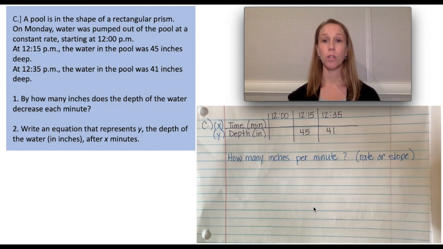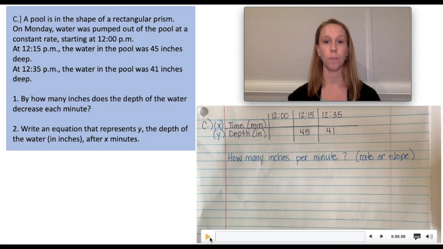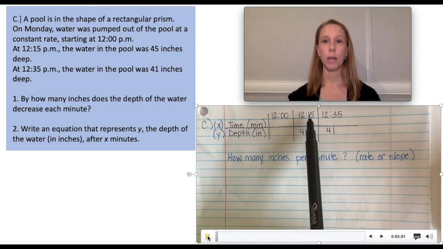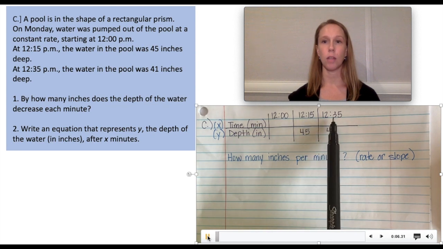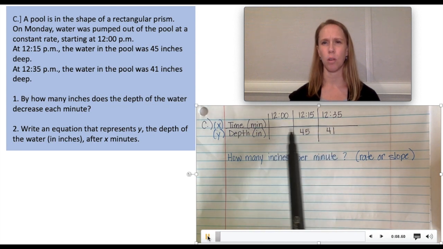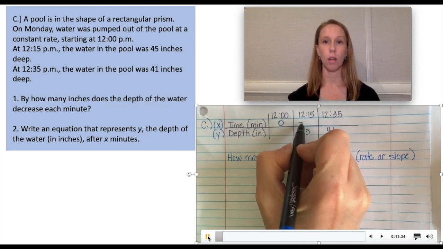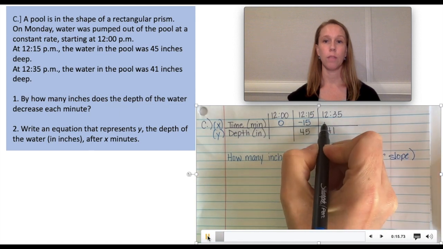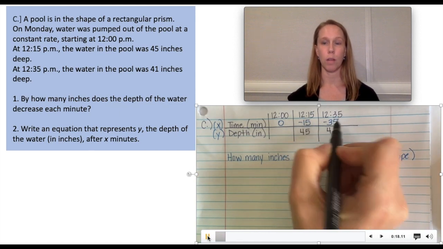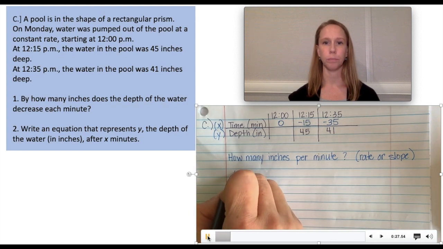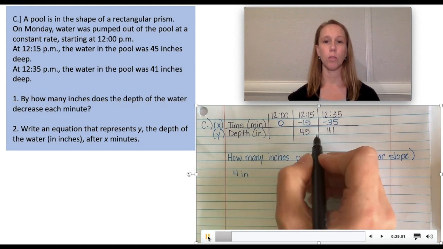There are actually 2 ways that you could figure this out, and I'm going to show both ways because both of them will work. So what I did in my table is I looked at the times, because if you look at the time, it's kind of hard to use those as an x value on a graph. So since we started at 12 o'clock, I made that my 0. And then 15 minutes went by and 35 minutes went by. So I put in -15 and -35 because that time has gone away. So now I have to figure out how many inches per minute. Well, I could simply do unit rate.